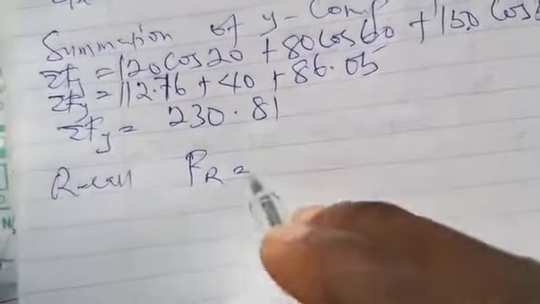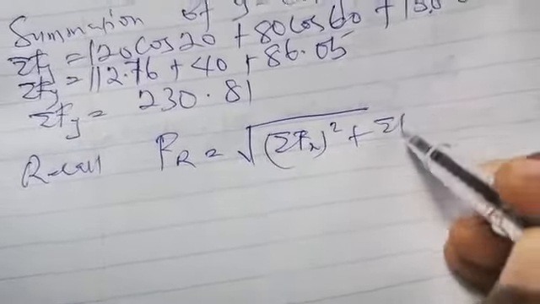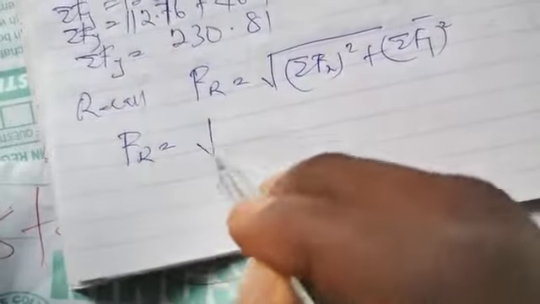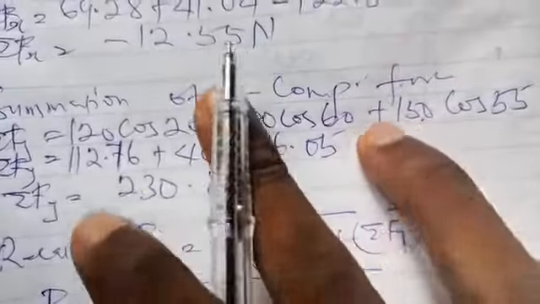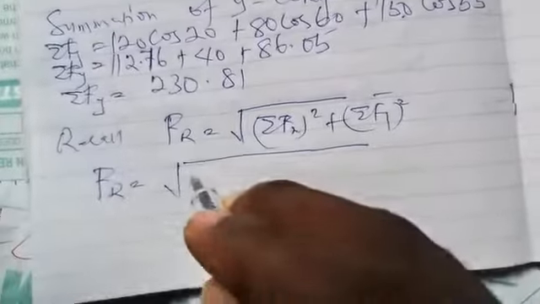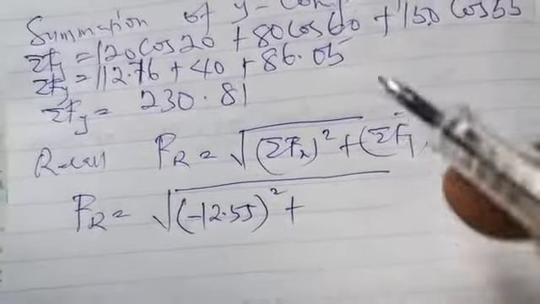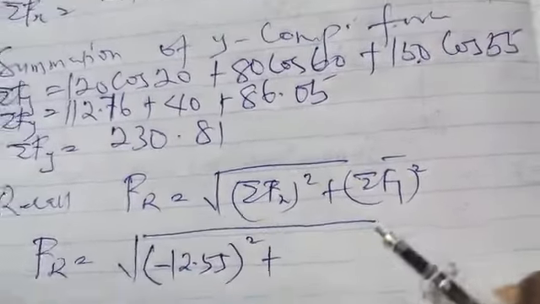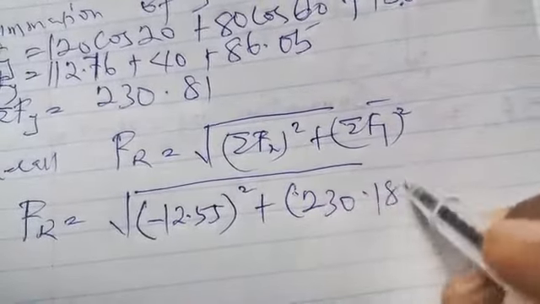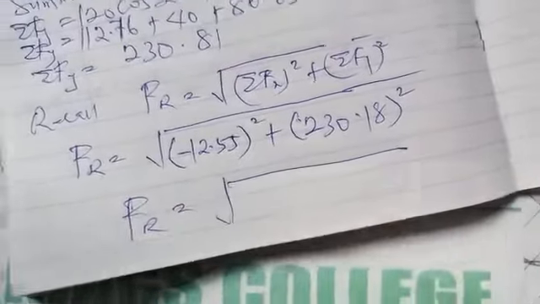So okay, getting this, recall that the resultant force is simply the square root of summation f of x all squared plus summation f of y all squared. So the resultant force is simply the square root of summation f of x, which gave us minus 12.55, so we'll have minus 12.55 all squared, plus summation f of y was 230.18, so 230.18 squared. Okay, the resultant force is now equal to, let's get that and see.